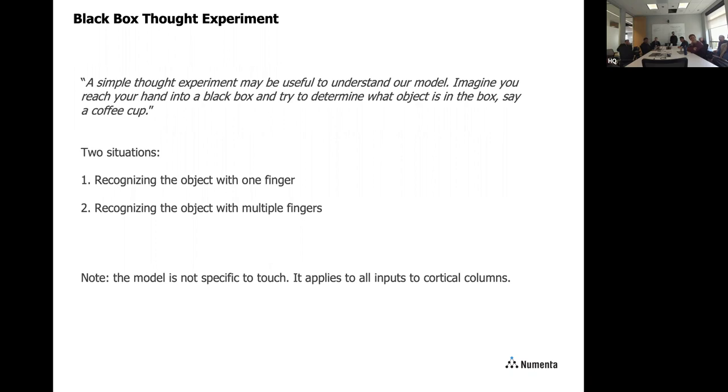And the final thing I want to say here at a high level is we'll use touch as the example, but the model is not specific to touch. This is something conversations with other people often get confused about. It applies to all inputs to all cortical columns everywhere in the neocortex. And so what the actual input is can vary dramatically depending on where you are in the neocortex, but it's the same microcircuit, the same algorithm, if you will, that's going on in here.